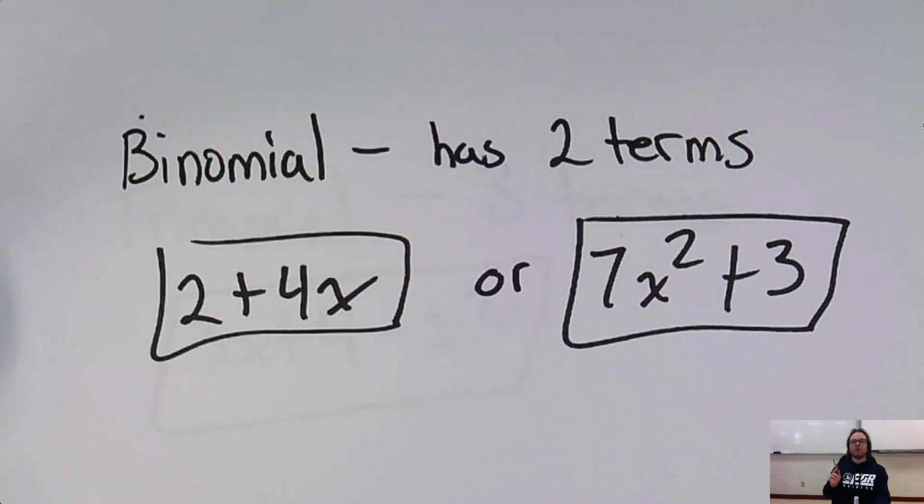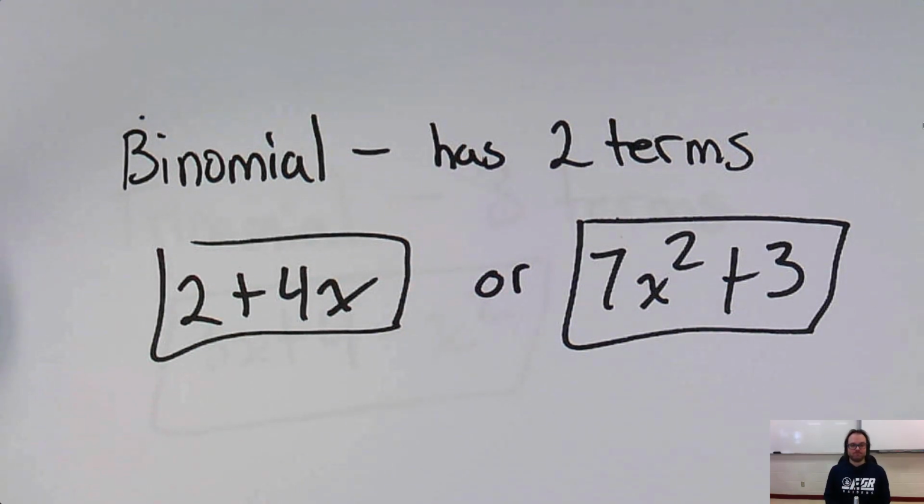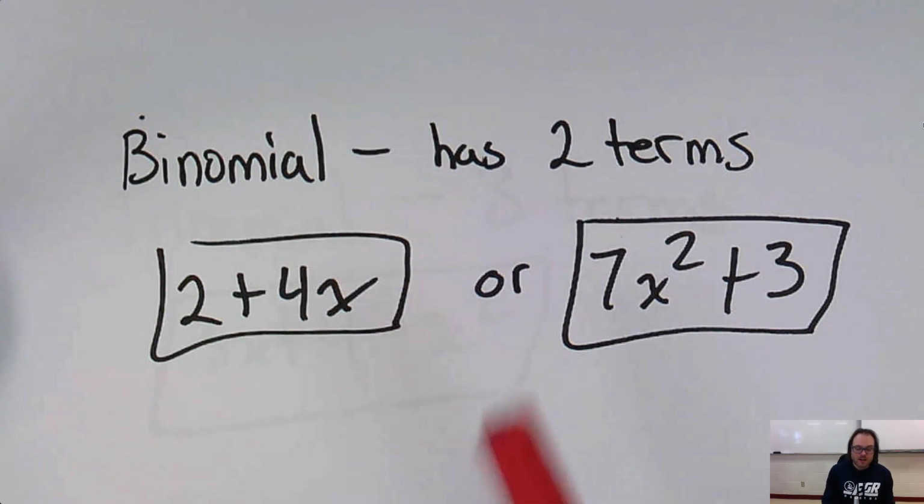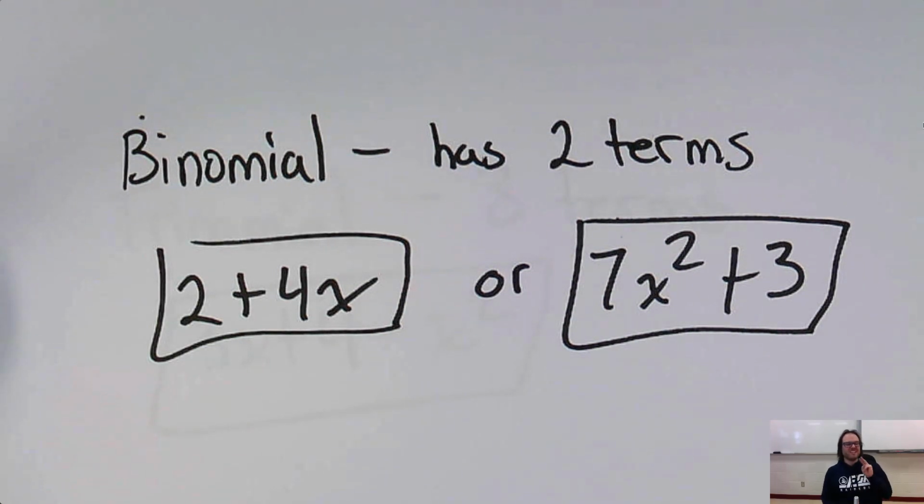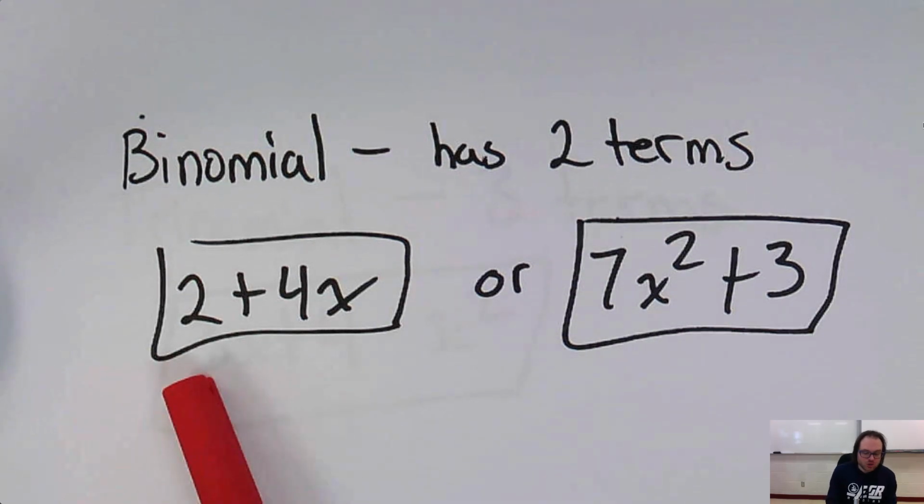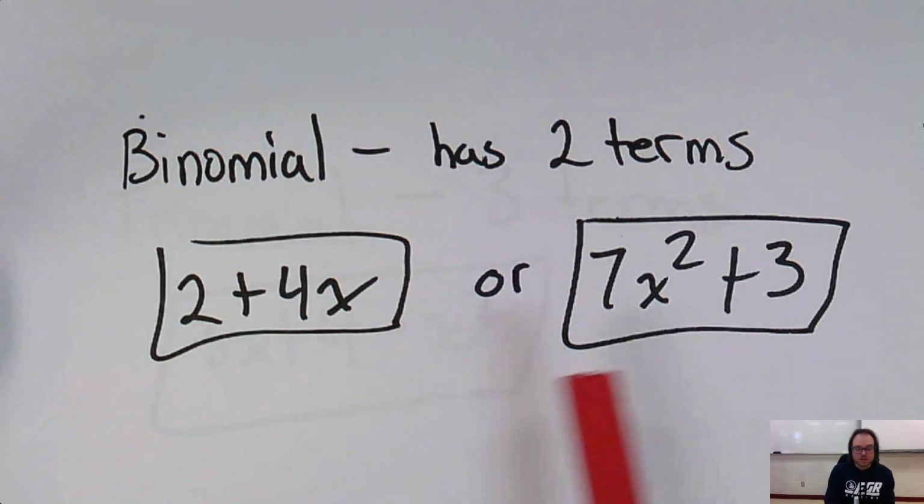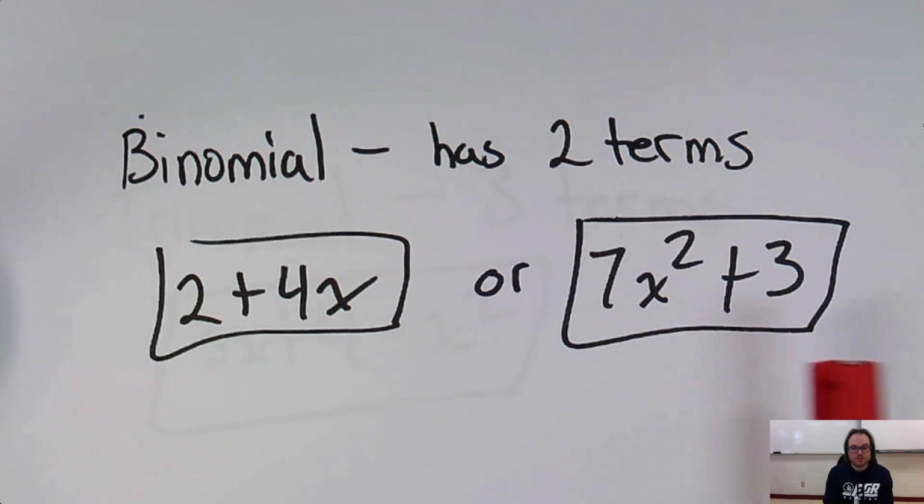A polynomial can also be a binomial. So here it has 2 terms. A binomial means it has exactly 2 terms, no more, no less. So here I have 2 terms, 2 plus 4x. Here I have 7x squared plus 3.